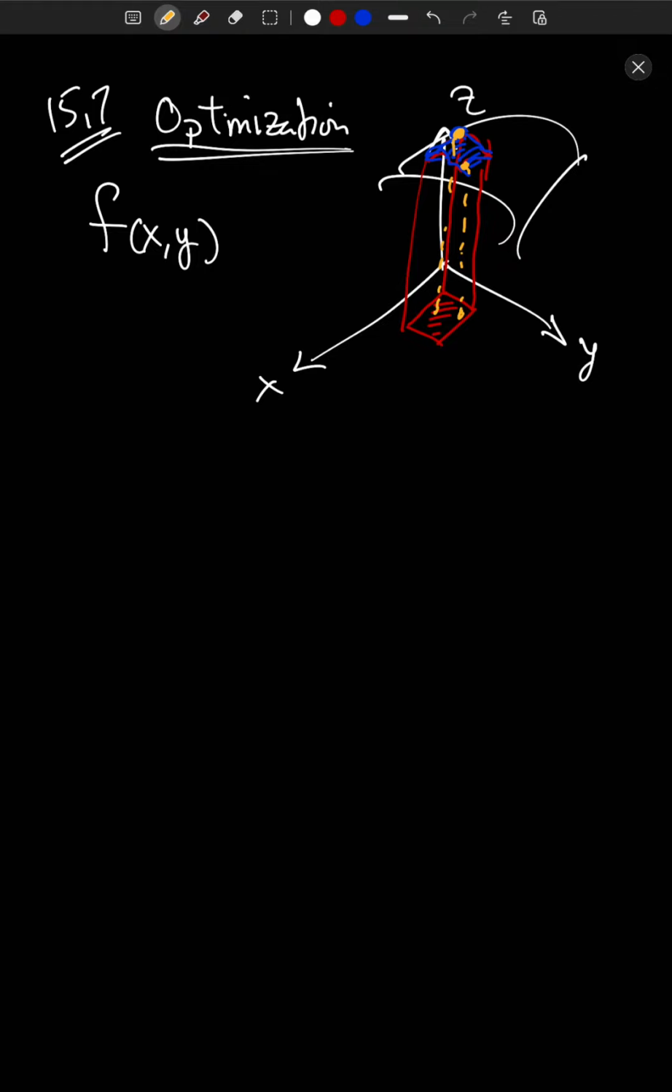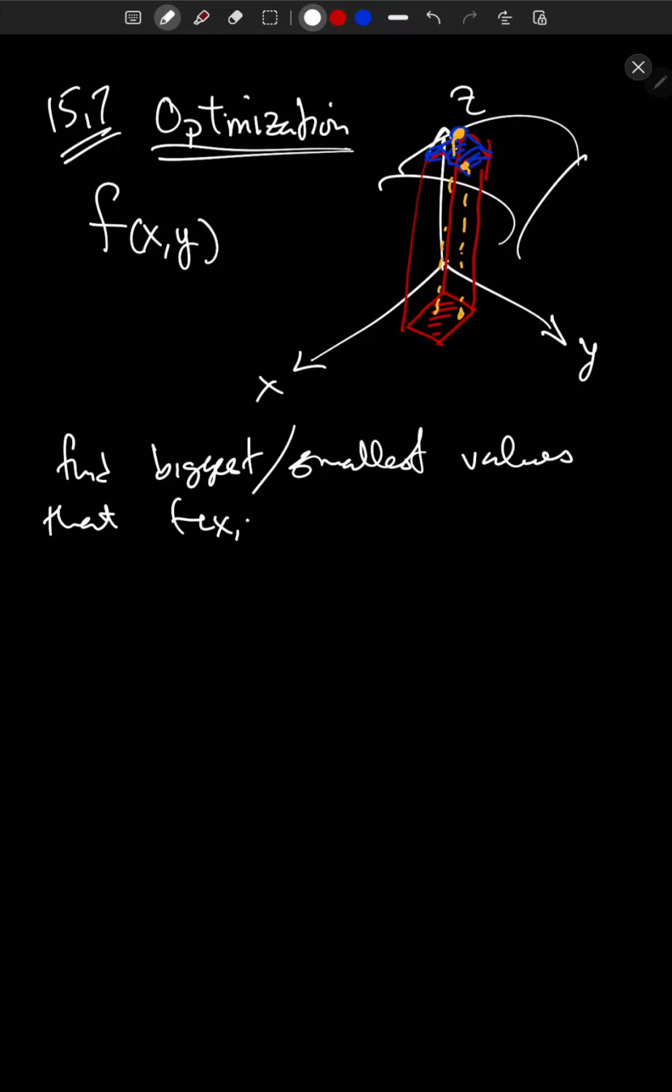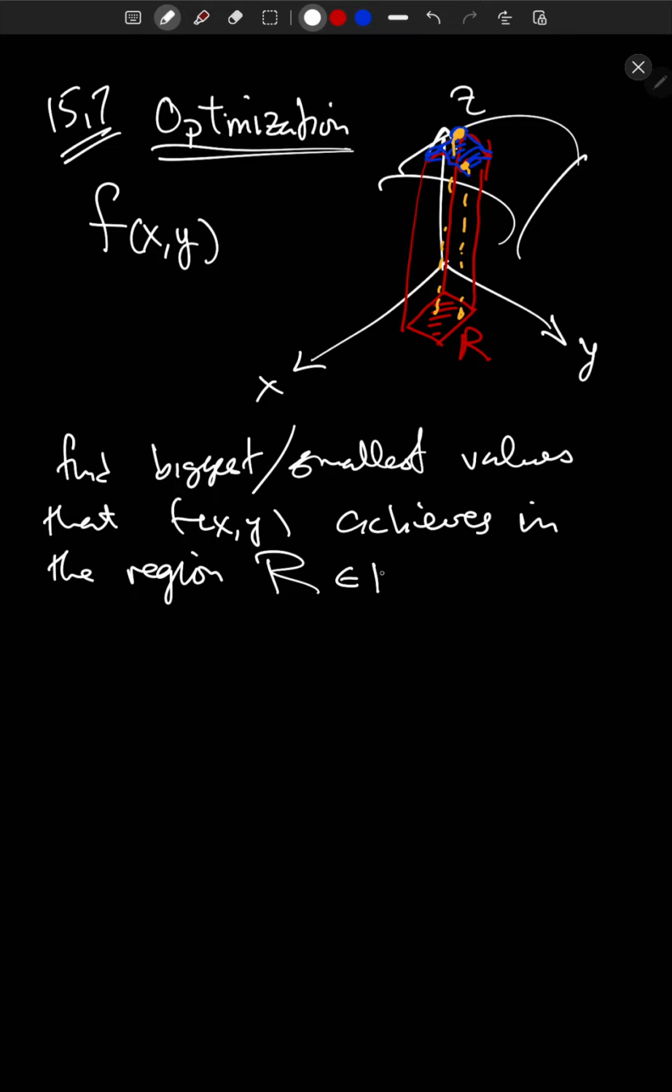Okay, so let me actually write down the problem. Find biggest and smallest values that f of x comma y achieves in the region R. I guess in this picture, this rectangular box would be R. And I want to emphasize R is a region that's in the plane, in the domain. Okay. So this is the main problem that we're going to be focusing on in this section.